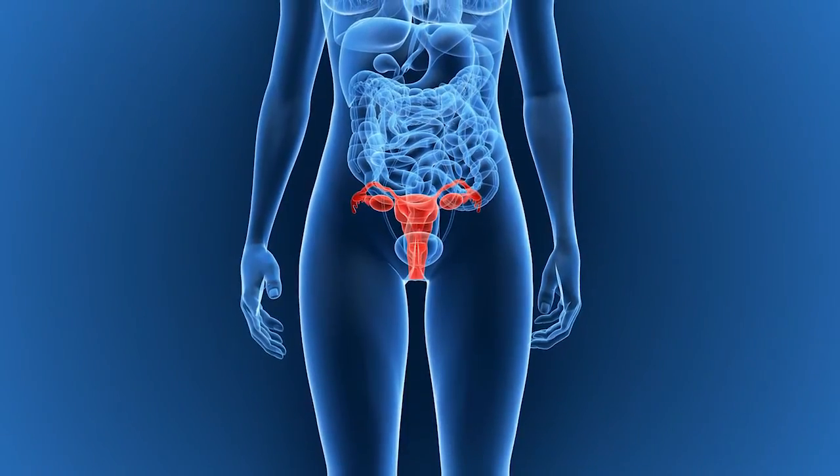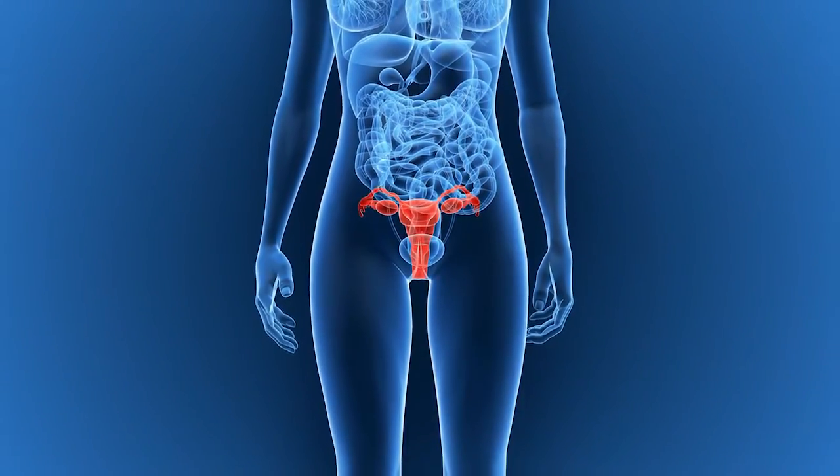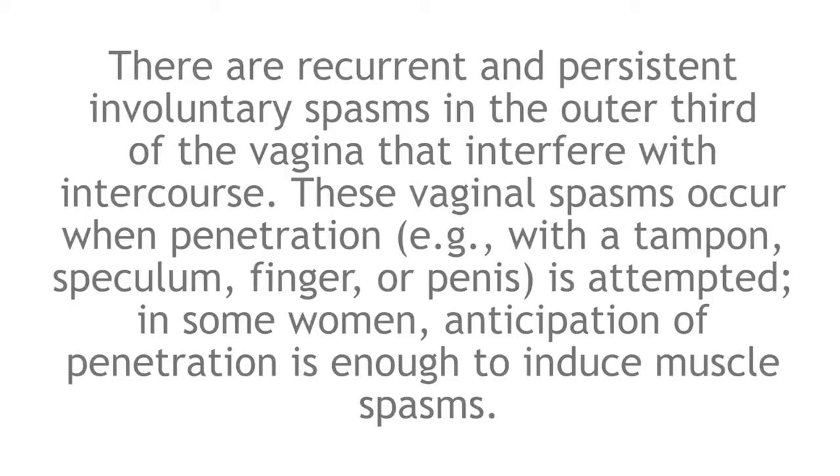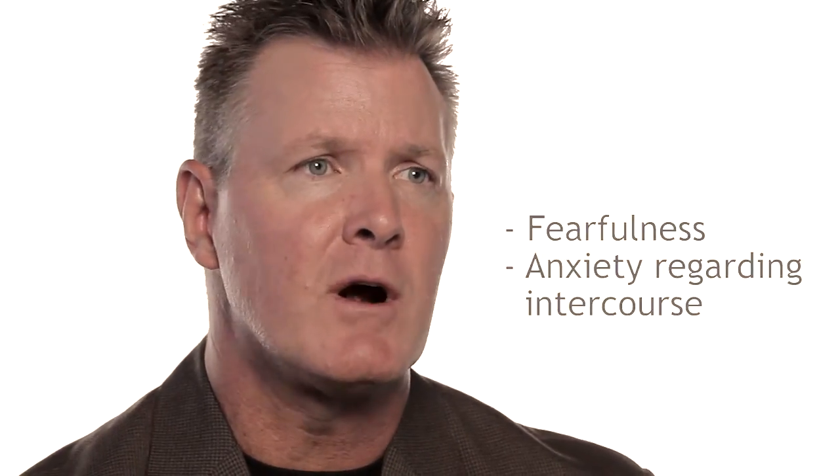Genitopelvic pain penetration disorder involves recurrent and persistent involuntary spasms in the outer third of the vagina that interfere with intercourse. These vaginal spasms occur when penetration with a tampon, speculum, finger, or penis is attempted. In some women, anticipation of penetration is enough to induce muscle spasms. The involuntary vaginal contractions may be experienced as a tightening with mild discomfort or as a ripping, burning, or tearing pain that prevents penetration entirely. Genitopelvic pain penetration disorder is often associated with fearfulness or anxiety regarding intercourse.